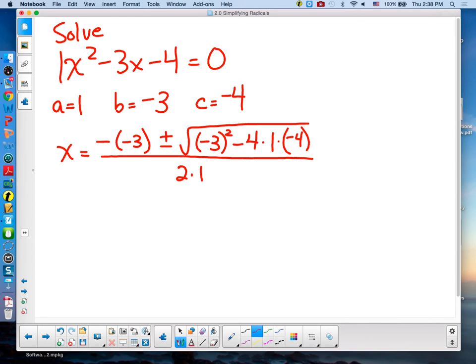Opposite of negative 3 is positive 3. 3 times negative 3 is 9. Minus 4 times 1 times negative 4. Sounds like it's going to be minus negative 16. So that's really going to be plus positive. All divided by 2.